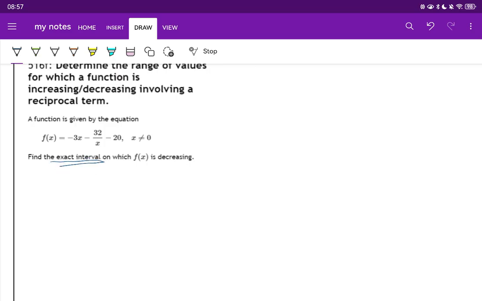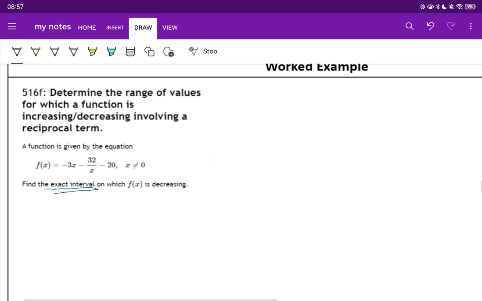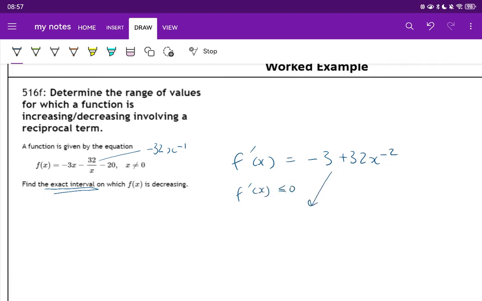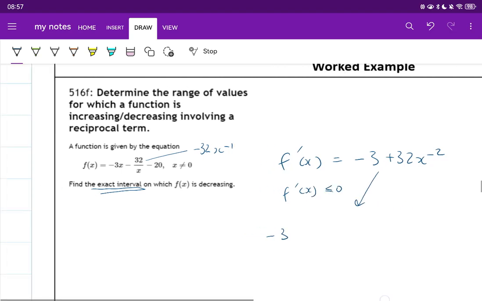It says exact in this one. So first thing, let's turn that term into minus 32x to the minus 1. Now, because they use f of x notation, I have to use f dash notation, not dy by dx. So that would be minus 3. Minus 1 times minus 32 is plus 32, x to the minus 2, and the minus 20 is a constant, it disappears. We want it to be decreasing, so we want f dash x to be less than or equal to 0. Right, so we've got minus 3, I'm going to write that as plus 32 over x squared.